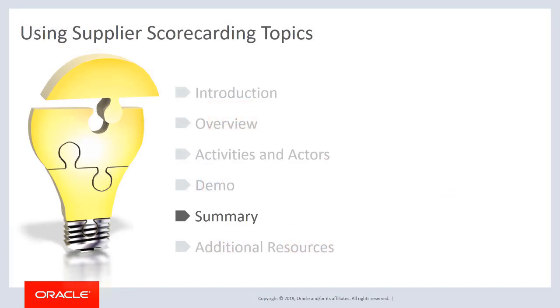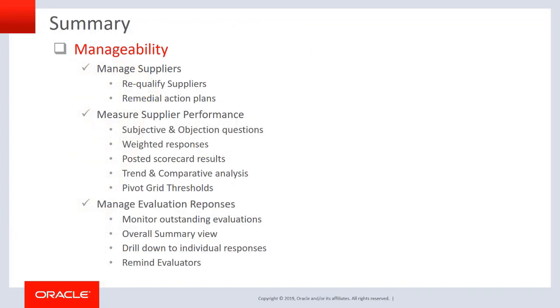We've walked through the entire business process for supplier scorecarding and demonstrated the key features. Let's review the benefits of these features and how they help to solve your supplier performance management needs. Supplier scorecarding helps you manage your suppliers. It eliminates your spreadsheets and automates your business process for collecting feedback about supplier performance.